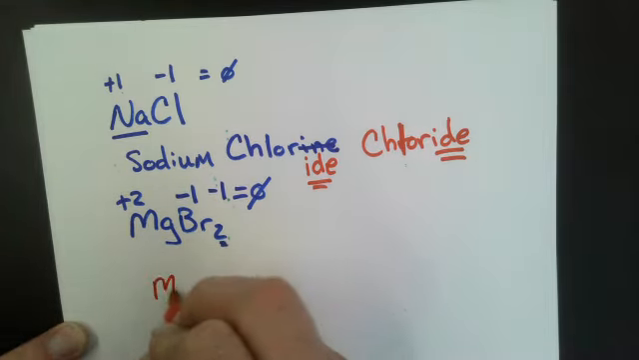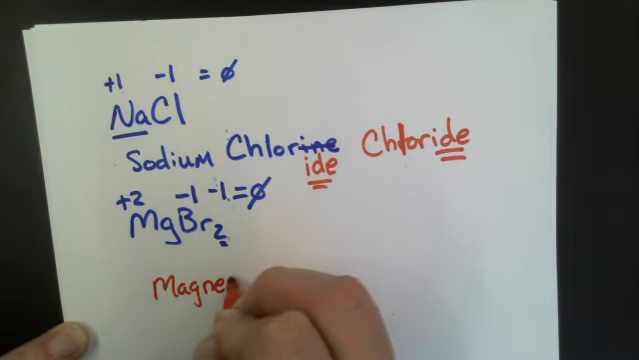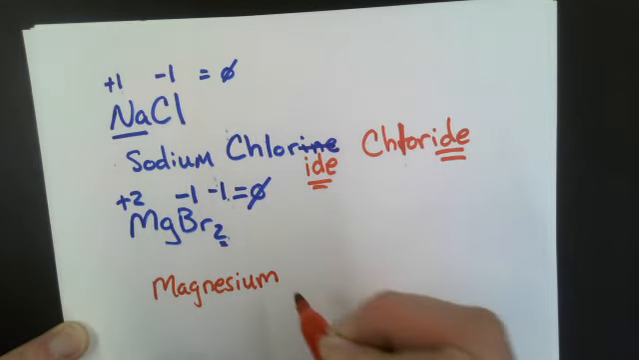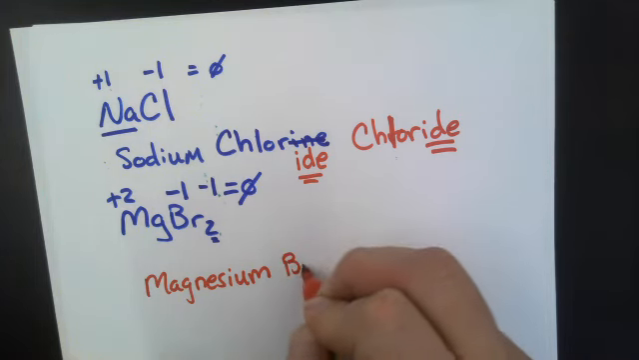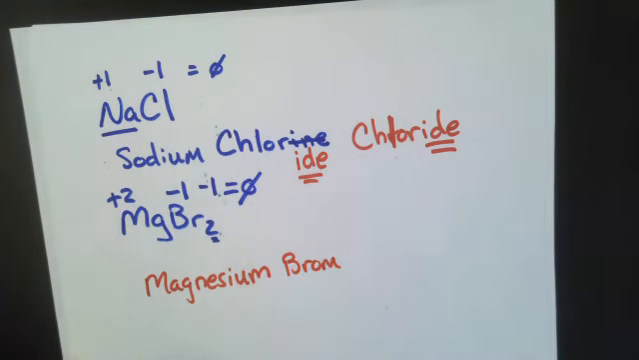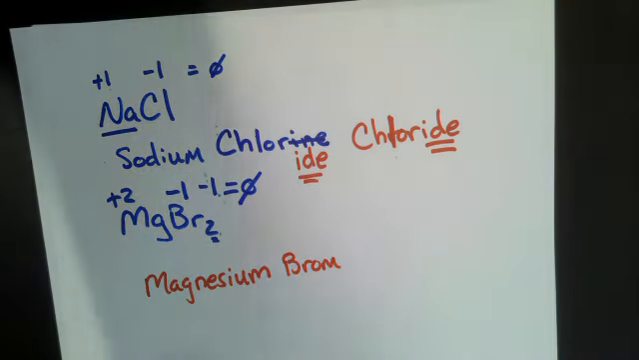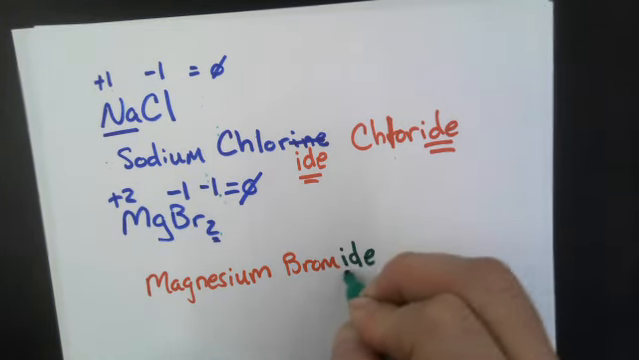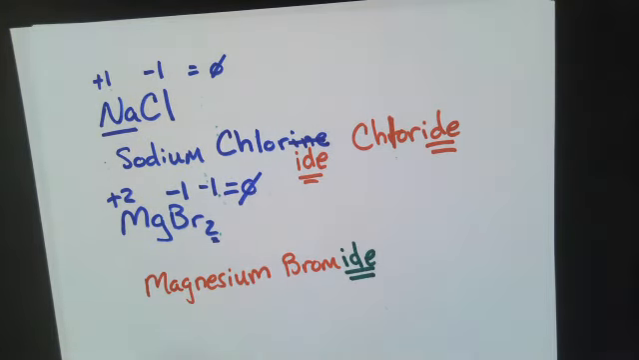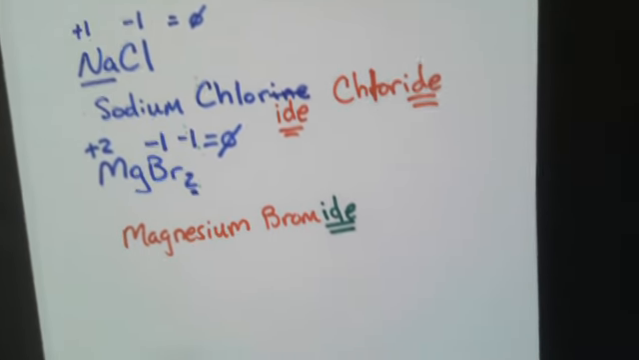So again, the metal name does not change. The non-metal name starts out the same, but instead of bromine, we're going to change it to bromide. And the IDE ending just tells you that it is chemically bonded together.